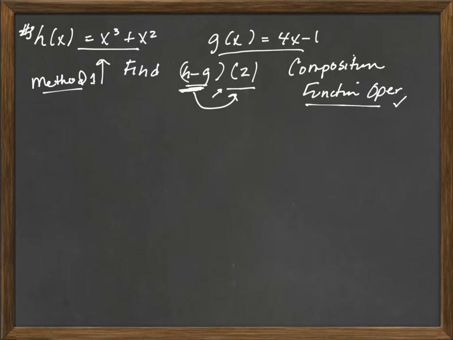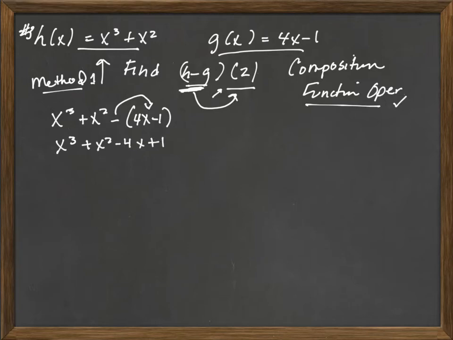h minus g would be h, which is x cubed plus x squared, minus g, which is 4x minus 1. Now notice I use the parentheses so you don't forget to subtract the entire thing. So when you simplify it, it becomes x cubed plus x squared minus 4x plus 1. So then at x equals 2, you would use 2 for x. So you would get 8 plus 4 minus 8 plus 1. So you get 5.